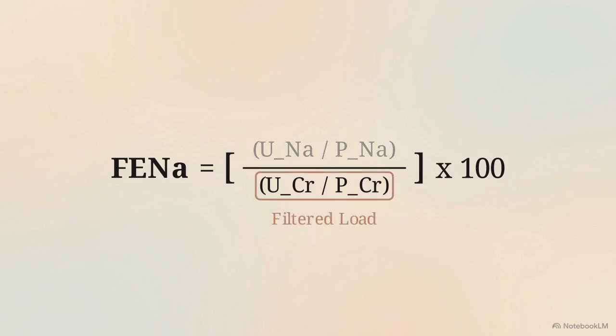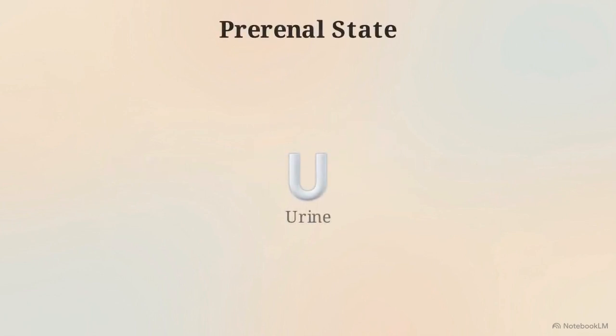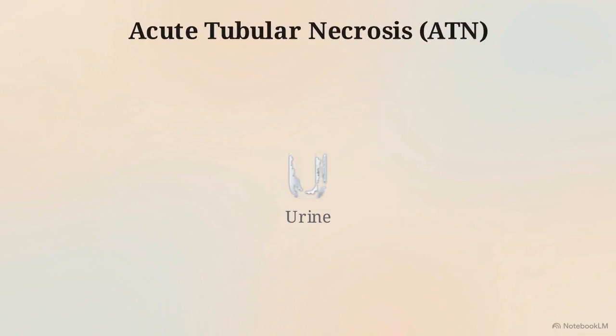The denominator represents the total filtered load of sodium presented from the blood. The numerator represents the actual excreted amount of sodium in the urine. When applied to the pre-renal state, the results are clear. Intact, volume-starved tubules actively reabsorb almost all filtered sodium back into the blood. This drives the FeNA to less than 1%. In the ATN state, the result is the opposite. Necrotic, pump-deficient tubules cannot hold on to it. They leak sodium into the urine, resulting in FeNA greater than 2%.